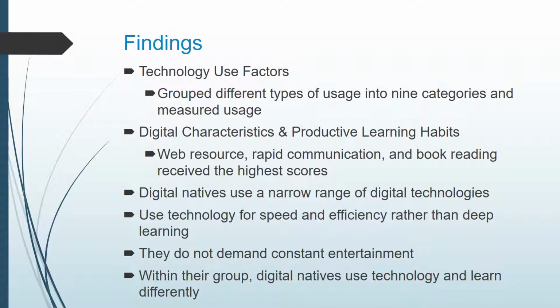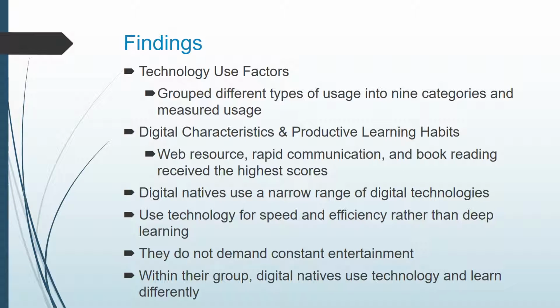So here's what they found. Under the technology use factors, they grouped different types of usage into 9 categories and measured that usage. For digital characteristics and productive learning habits, they found that web resources, rapid communication, and book learning received the highest scores based on the survey results.